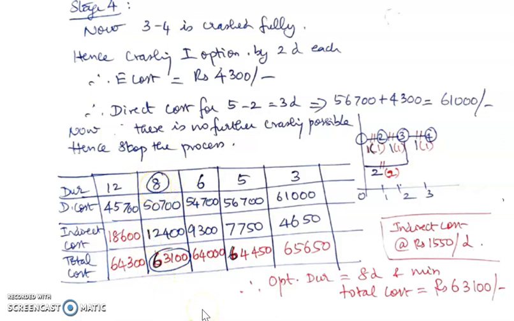So CPM calculation alone is not sufficient. We have to go for the integration of time and cost into it. We'll do some more problems in the next sessions. Thank you.